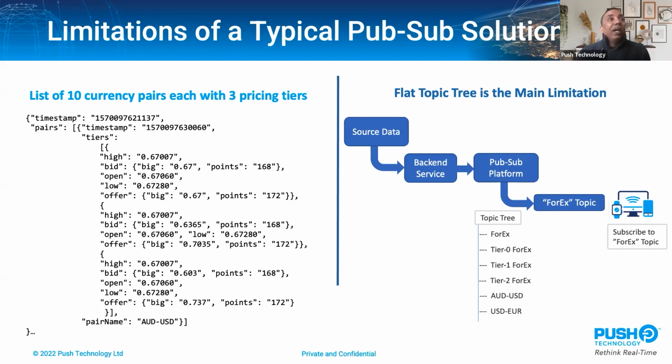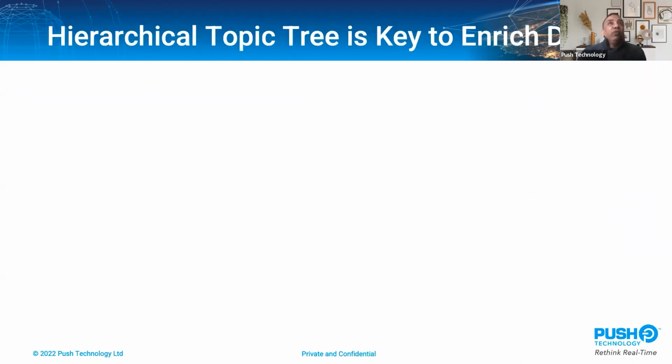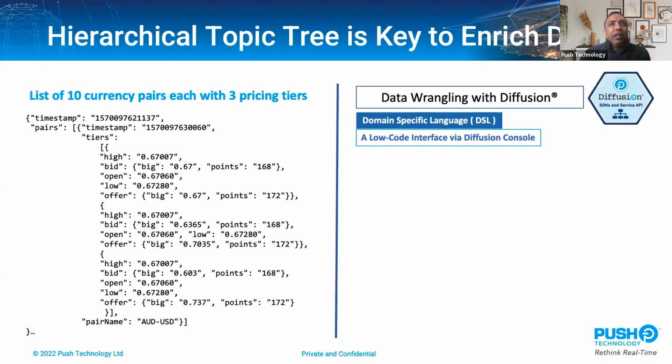So to address this, Diffusion has a hierarchical topic tree, which is really the key for enriching data. At the core of our data wrangling capabilities in Diffusion is a domain-specific language. It's a low-code interface available through our console. And again, you can do all the capabilities I'm describing today programmatically through our SDKs as well. The key thing to note with our SDK is it's all WebSocket based, so the connections are long-lived.